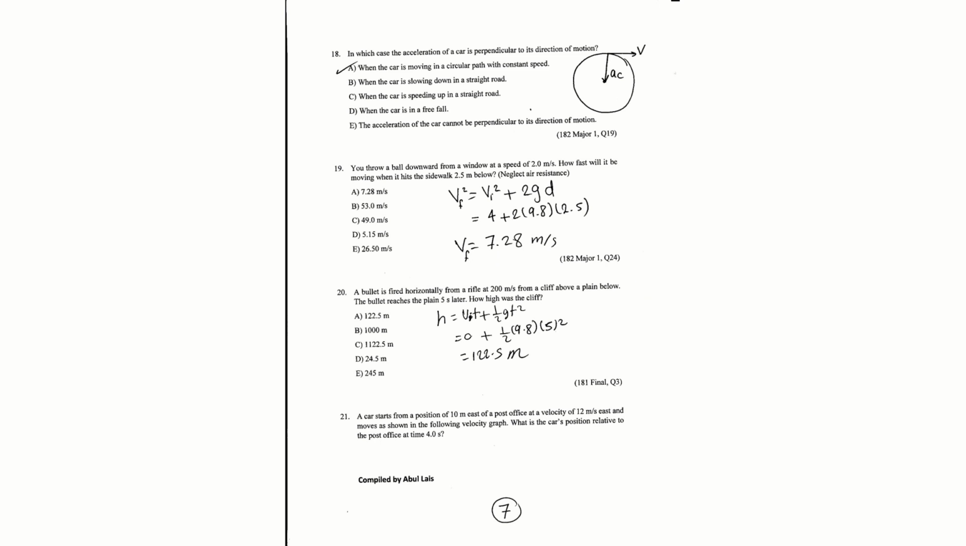Now next one, it says that a bullet is fired horizontally from a rifle at 200 meters per second from a cliff above a plane below. The bullet reaches the plane 5 seconds later. How high was the cliff? Okay, so here I just need to use this equation. It says height equals v initial t plus half g t squared.